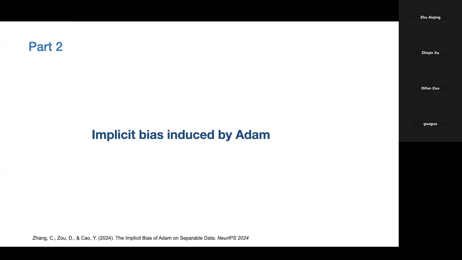The second part is that we still consider a linear model, but with a different optimization algorithm. Here we consider Adam, which I guess everybody has heard of. Adam is used in many deep learning tasks, and if you do not specify another optimizer for training neural networks, Adam is always the default choice.